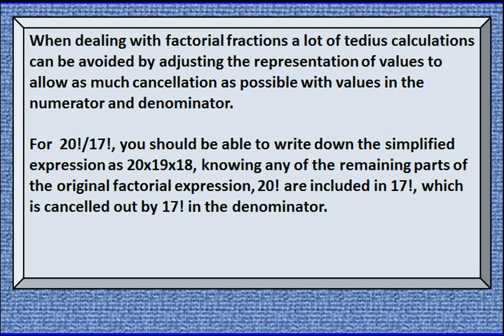When dealing with factorial fractions, a lot of tedious calculations can be avoided by adjusting the representation of values to allow as much cancellation as possible with values in the numerator and denominator. For 20 factorial divided by 17 factorial, you should be able to write down the simplified expression as 20 times 19 times 18, knowing any of the remaining parts of the original factorial expression, 20 factorial, are included in 17 factorial, which is cancelled out by 17 factorial in the denominator.